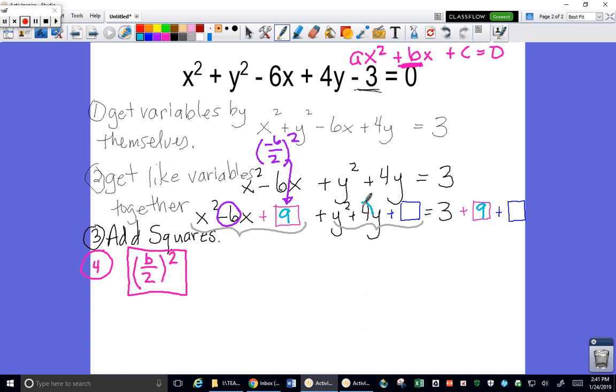Now, I'm going to do the same with the y value. So 4 is my b value from the y equation. So 4 divided by 2, squared, is 2 squared, and 2 squared is 4. So I add 4 in both of these blue boxes. That is the most important part: now we have made this into a perfect factorable trinomial. And our next step is, of course, to factor.